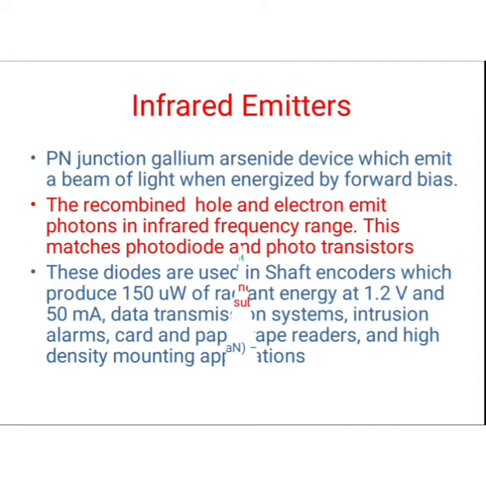And then apart from that, as I told you, infrared emitters: a PN junction gallium arsenide device which emits a beam of light when energized by forward bias. The recombination of electron and hole emits photon in the infrared frequency range. So this matches photodiodes and phototransistors. These diodes are used in shaft encoders, which produce 150 microwatt of radiant energy at 1.2 volt and 50 milliamp. Data transmission systems, and intrusion alarms, meaning burglar alarms, will be using them. Card and paper tape readers, just like your smart cards, and some sensors will use infrared LEDs. And high density mounting applications also use infrared LEDs.